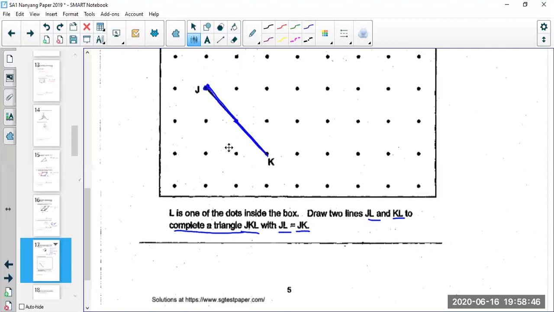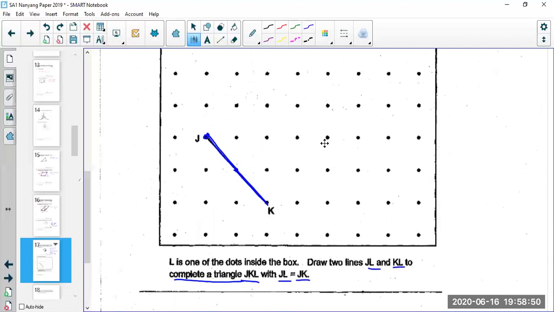So how do you draw JL? Do the same thing. From here, you come here, there is 1, 2, 3, right? So you do the same. And then that is your JK and JL, and they are equal. And you must use a ruler. Any drawing must use a ruler.